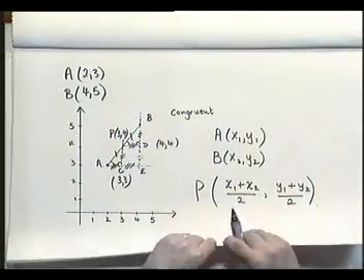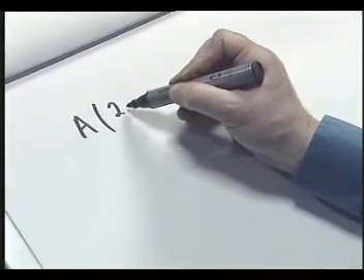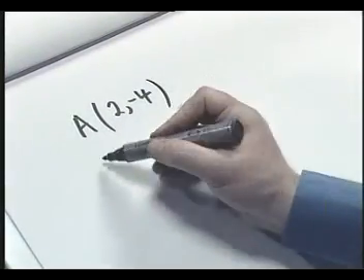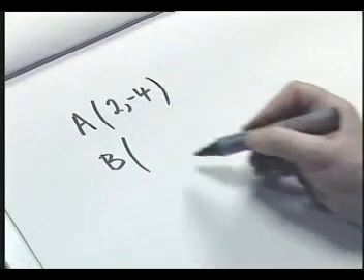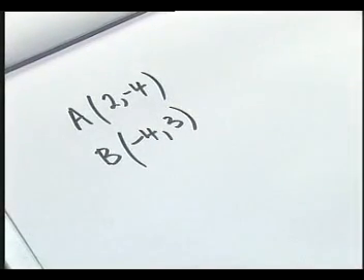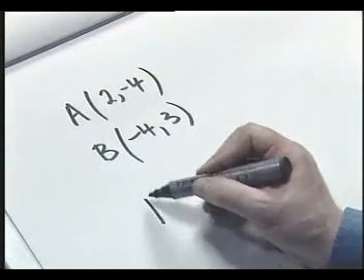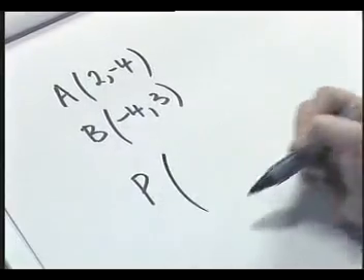Let's just look at a simple example just to hammer that home. Suppose we have a point A with coordinates 2, minus 4, and B with coordinates minus 4, 3. So 2 points, and we're interested in the coordinates of the midpoint of the line AB. So let this point be P.